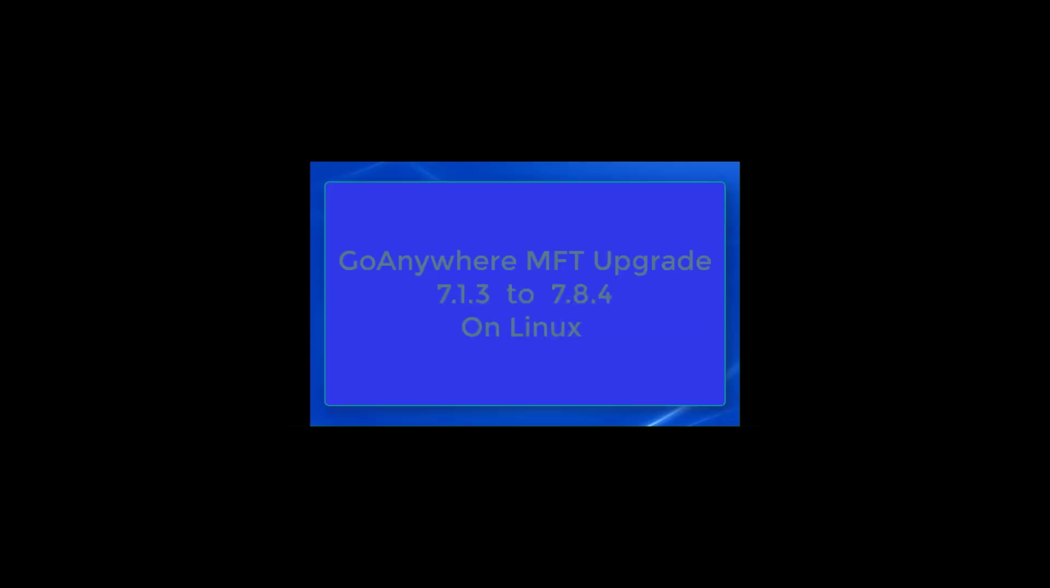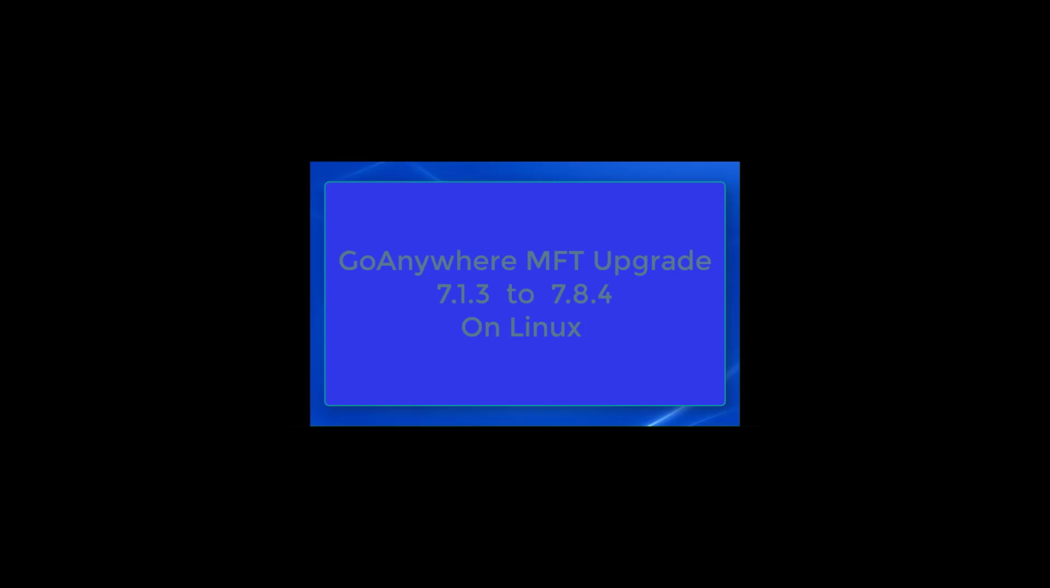This video demonstrates the process of upgrading a GoAnywhere server from version 7.3 to 7.8.4. Before we start, it's important to note a few things. First and foremost, this is going to be a disruptive process. Please perform it during an approved change window.